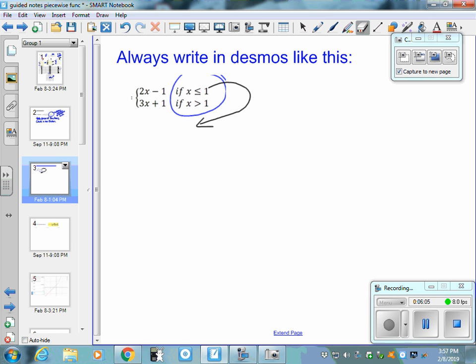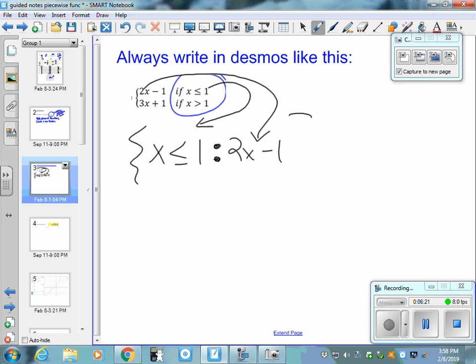You've got the bracket. Sorry. All right, let's try that again. Curly bracket, x less than or equal to 1. That's my first restriction, my first function. And then you have to do the colon, 2 dots. And then you put your function, 2x minus 1, curly bracket.